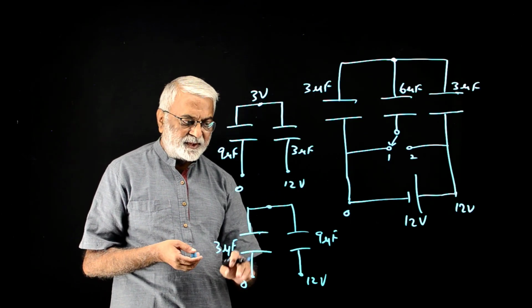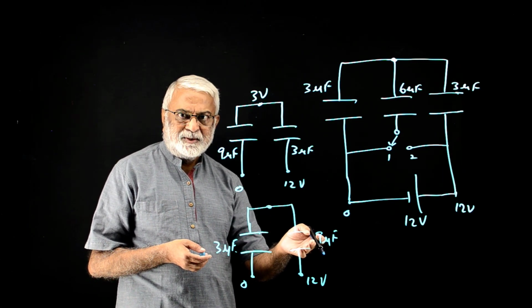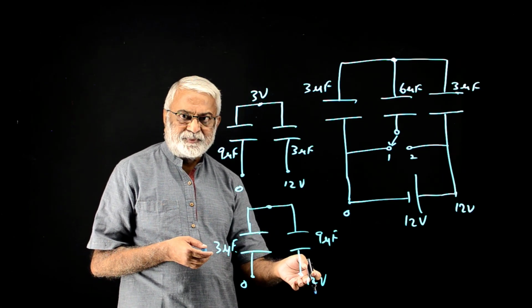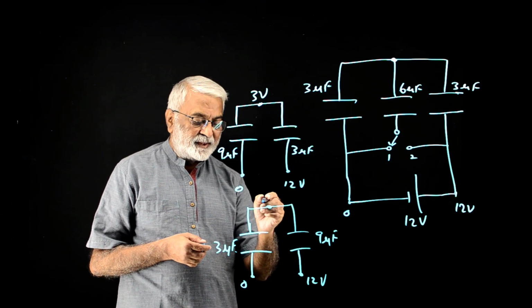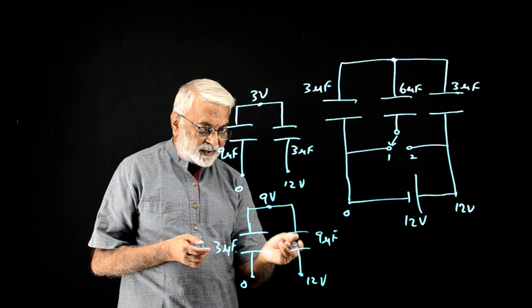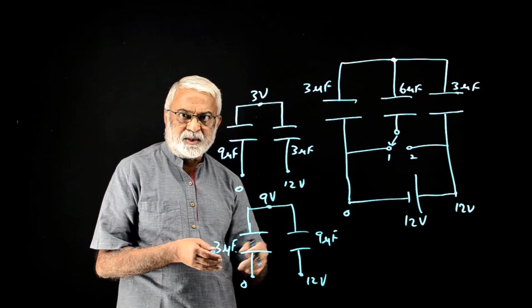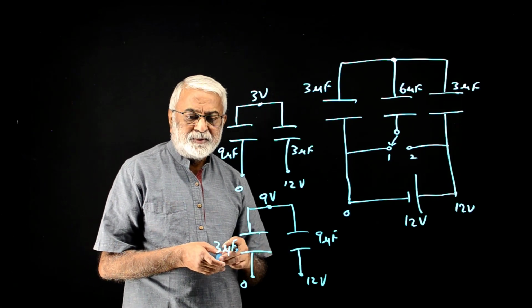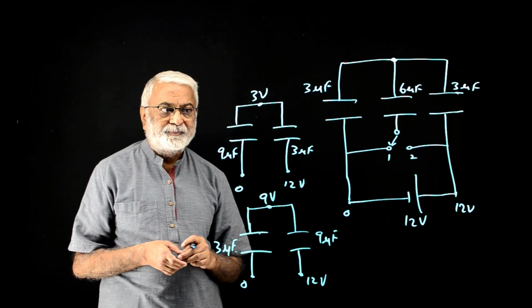So 12 divided in the ratio 9:3, that is 3:1, 3:1 of 12. So that will be 3 volt here. Sorry, this will be 9 volt here. 3:1, 3 parts in 4, right? 3 parts in 4, 3:1. So 12 into 3 by 4, 9 volt. So this is what we have.